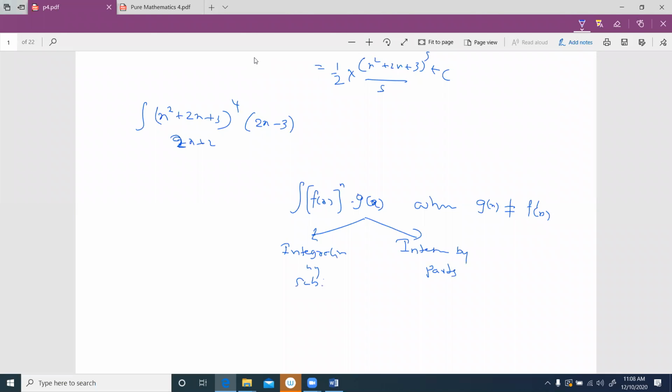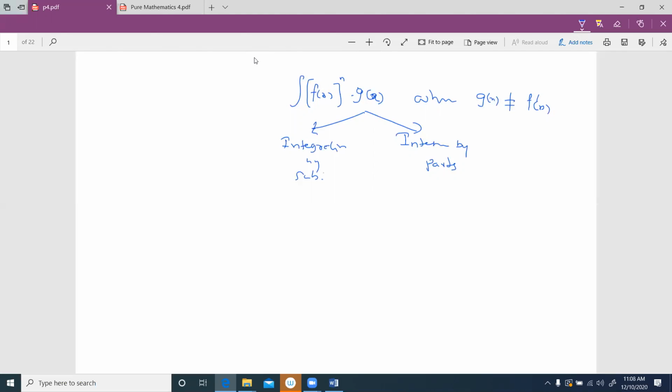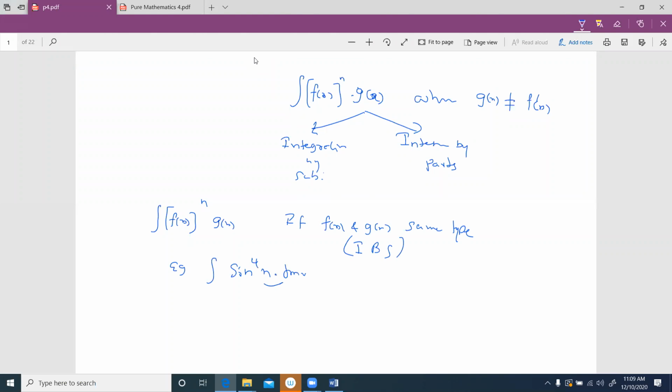Now, how do you filter out whether to use integration by substitution or integration by parts? The simple idea, which is not a rule actually but just a clue to understand the situation: suppose the function is f(x) to the power n and g(x). If f(x) and g(x) are the same type, then you can go by integration by substitution. For example, sine to the power 4x times tan x. So this is the same type, right?